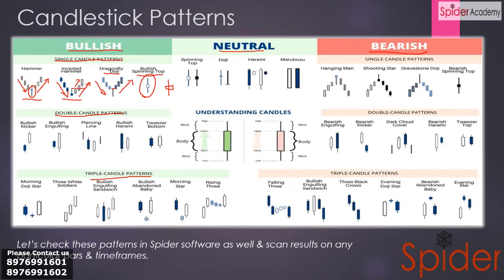another patterns are double candle patterns. Okay, so in double candle patterns we have bullish kicker, bullish engulfing, piercing line, bullish harami and tweezer bottom. Okay, ये सब पैटर्न्स में से जो वर्ल्ड वाइड यूज होता है वो एक है बुलिश एंगल्फिंग. ऑल्सो विद दिस बुलिश हरामी भी काफी वर्ल्ड वाइड यूज होता है.